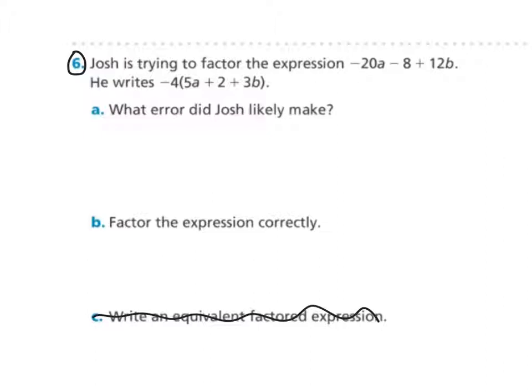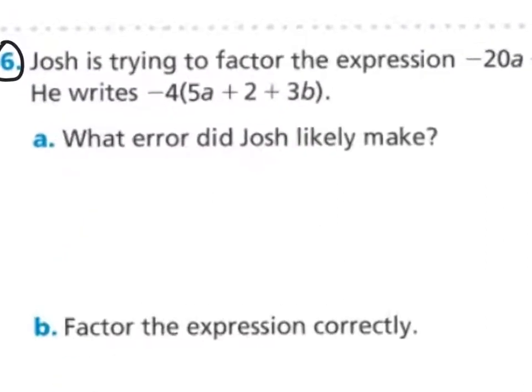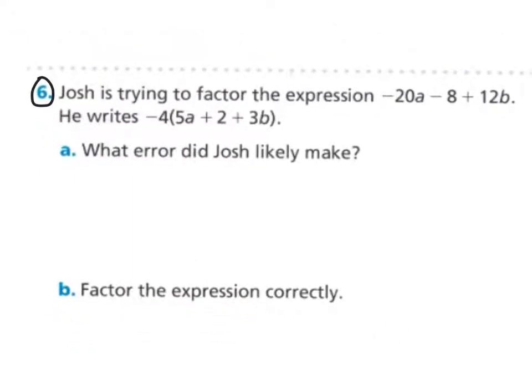So number 6, Josh is trying to factor the expression. He writes -4 times the quantity 5a plus 2 plus 3b. What error did Josh likely make? So we can think about what he's got here, think about if it works or not.